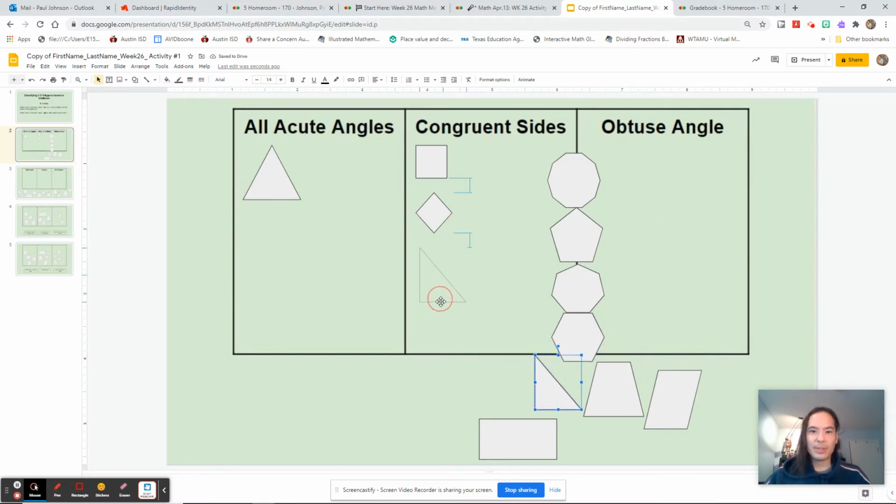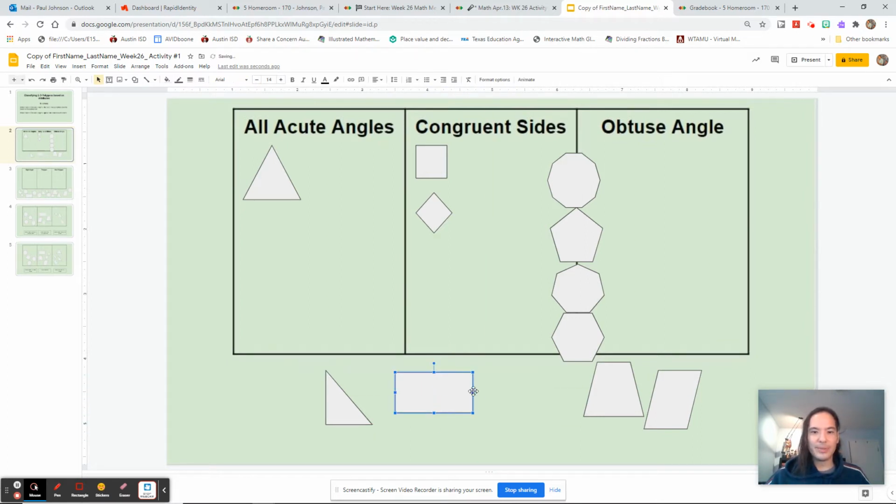This one, I think what they're trying to, it's not all acute angles. There's a right angle on this triangle, right? And then these two sides are the same, but I don't think that this side is the same over here. These two sides are shorter than this last side, so I wouldn't say that has congruent sides either.